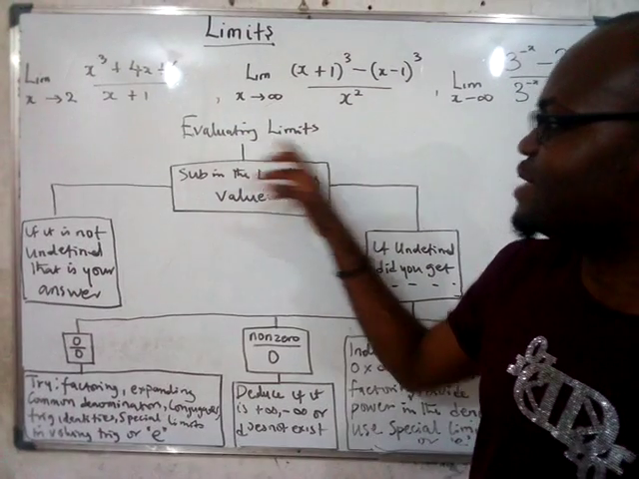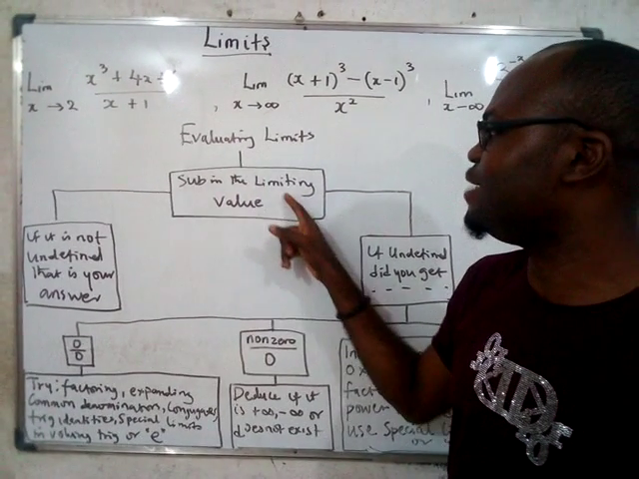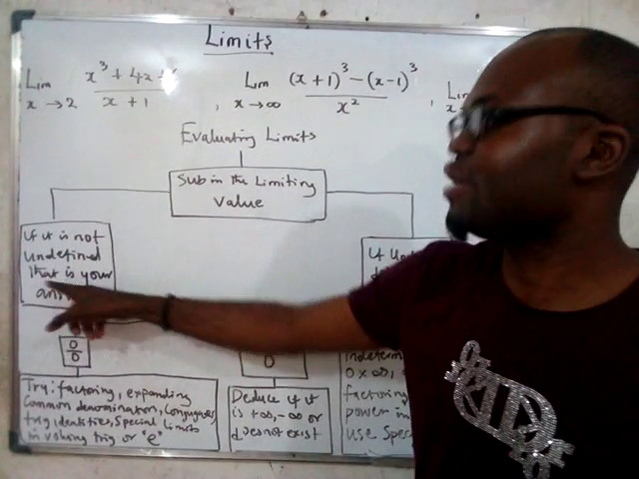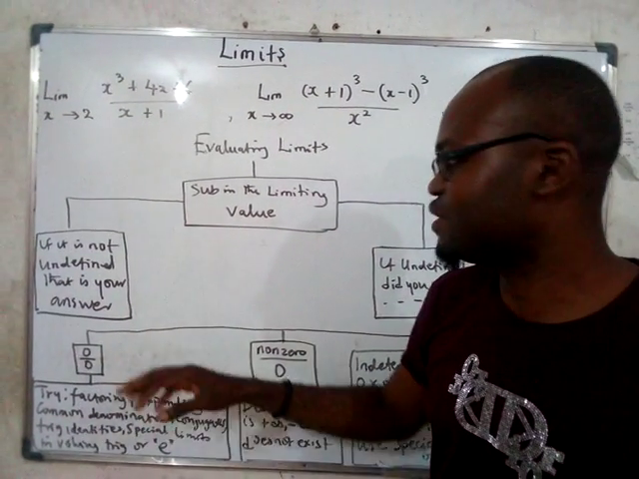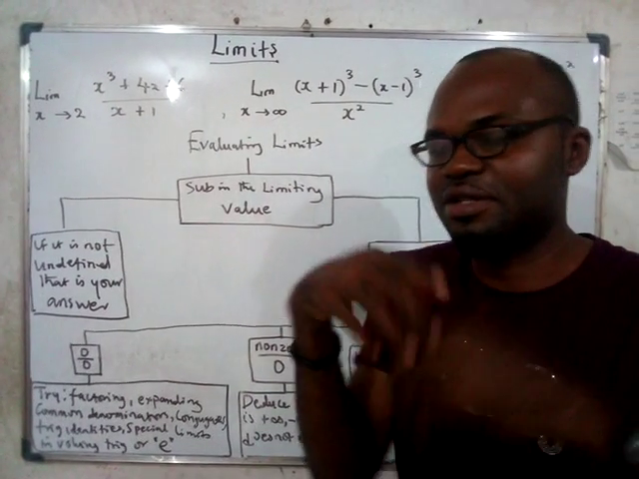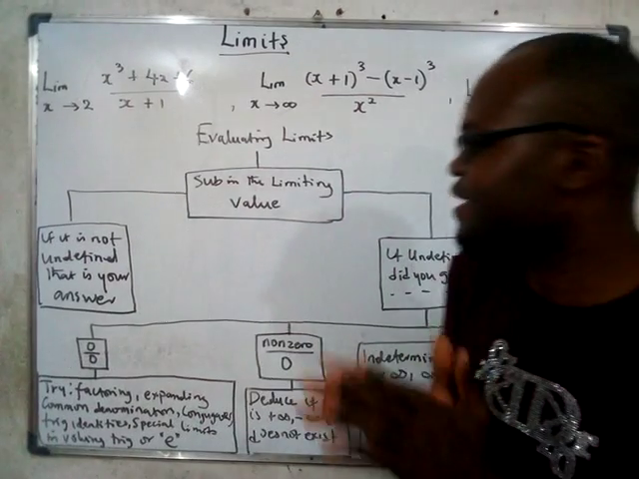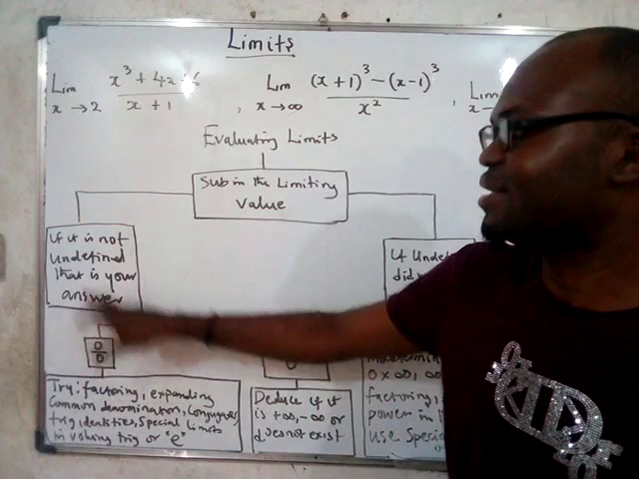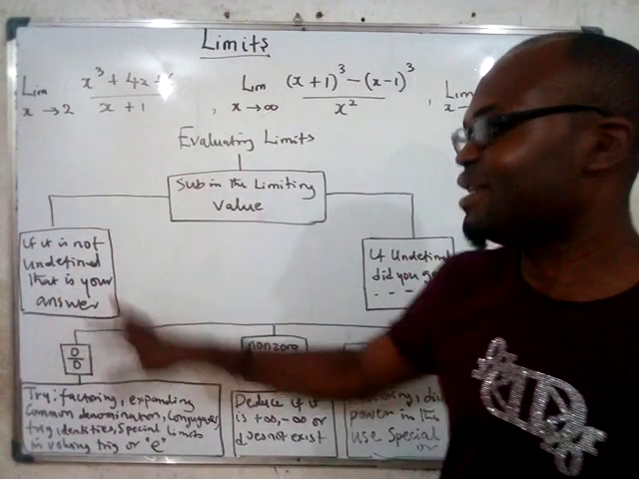So you see, evaluating a limit, first of all, means substituting the limiting value. That's the first thing you do. If it is not undefined, that is, if you get a good expression, then that is your answer. An undefined expression is one that has 0 under it, or 0 over 0, or stuff like that. But if you have something like 2 or 3, then that is your answer.